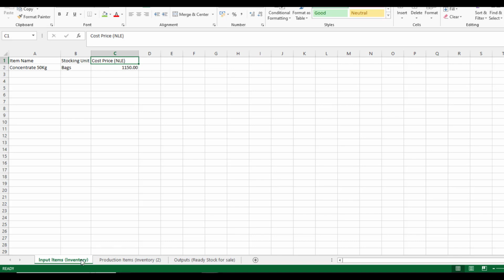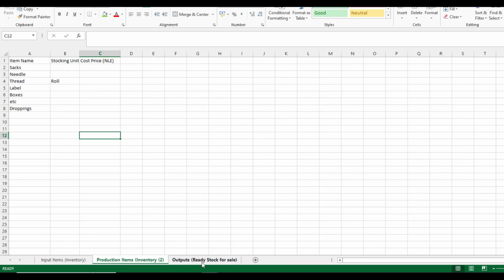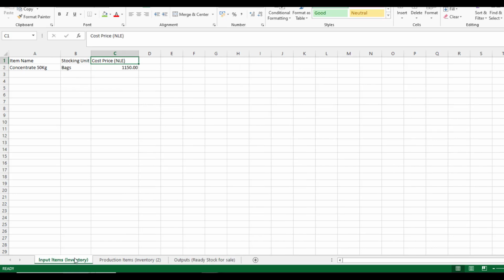Here in this spreadsheet, I've separated products into 3 categories: input items, production items, and then outputs. Depending on the type of business you are into, you might not be into production at all. You might just be buying inputs and selling the input as outputs, buying and selling. But say let's talk about production. Those who are into production, like farmers and so on and so forth. Those who are into juice production and any other type of local production like soap manufacturing, something like that.